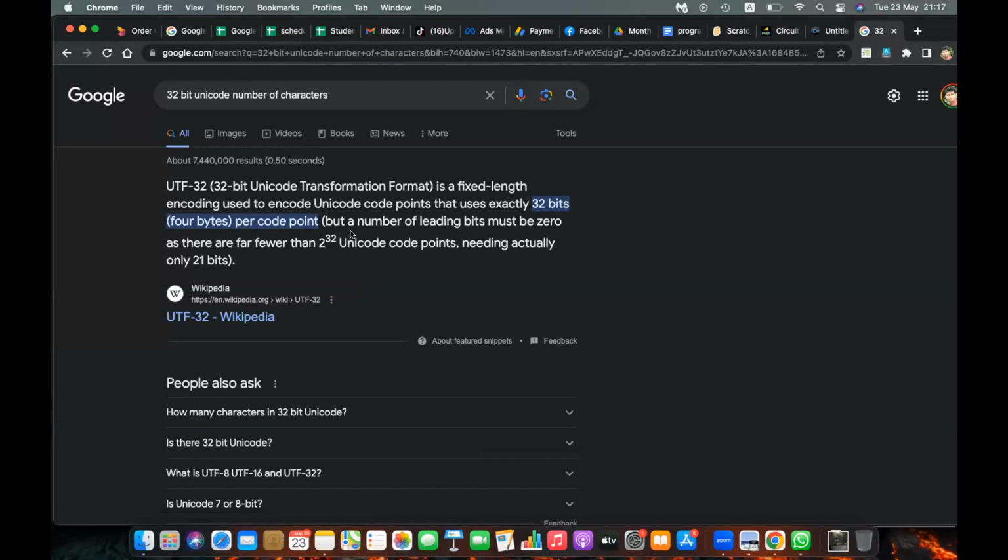2 to the power 30 means what? 2 to the power 10 is 1000. 2 to the power 20 is 1 million. Approximately, 2 to the power 30 is 1 billion. Then 2 to the power 31 is 2 billion. 2 to the power 32 is 4 billion. So 4 billion characters.